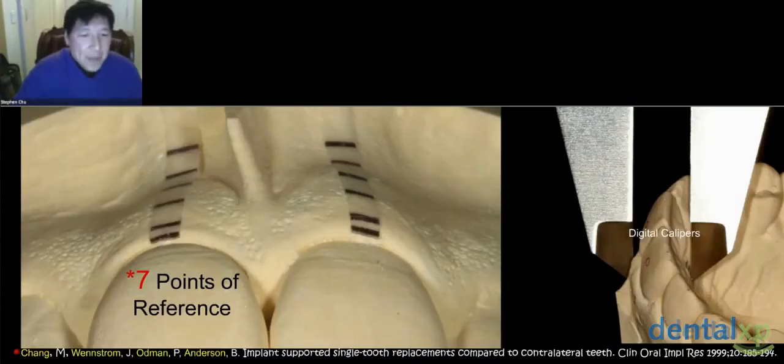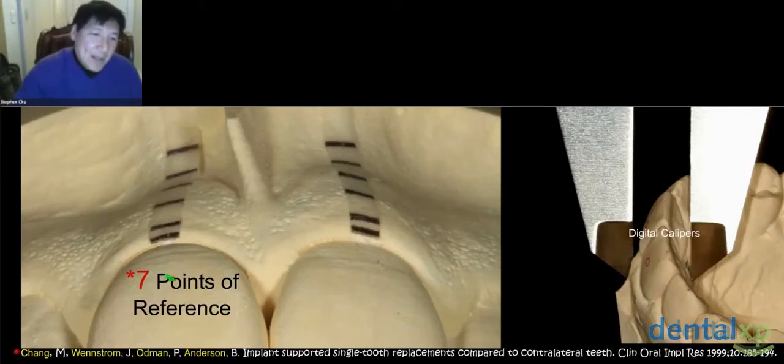We actually had the ability to look at 7 points of reference. What was interesting is that we could measure more thoroughly from the free gingival margin all the way to 9 millimeters from the free gingival margin, understanding that the average length of a central incisor is roughly 13 millimeters long. Now, the comparative analysis looking at contralateral teeth was reported in the literature back in the late 1990s, where Cheng and Wenstrom looked at this on delayed sites. So this is not uncommon.